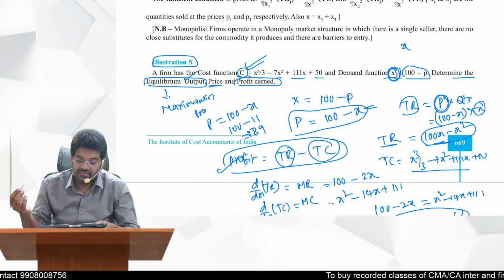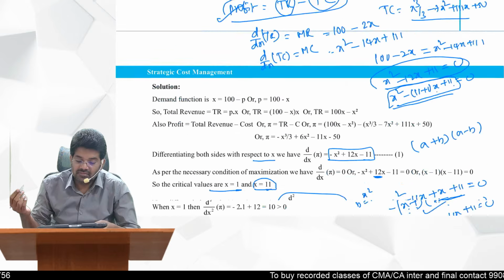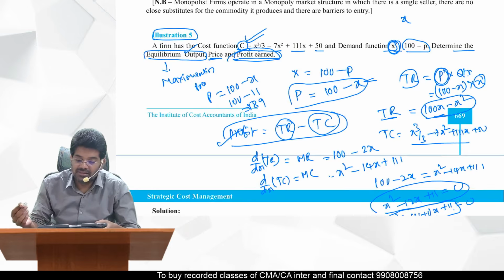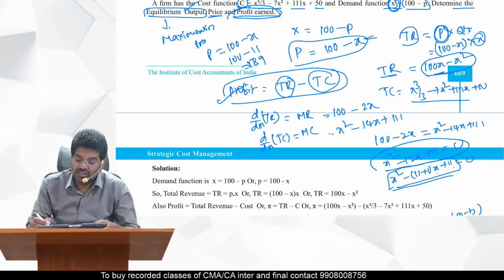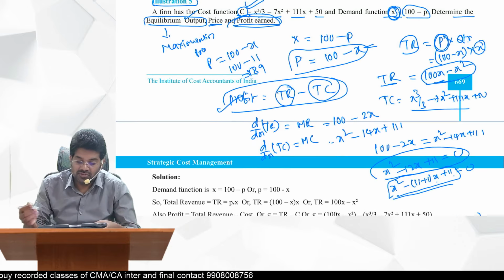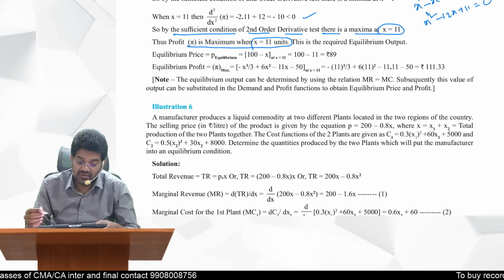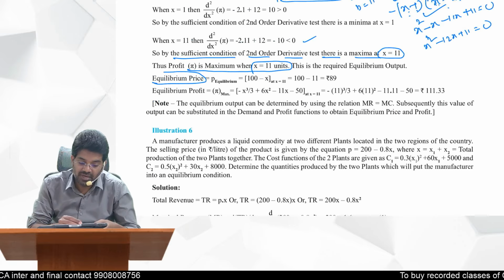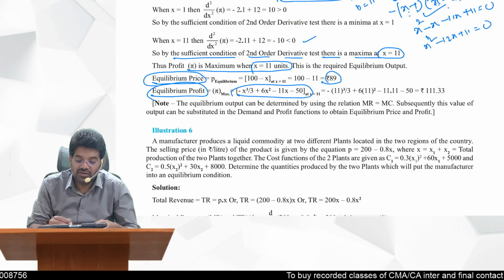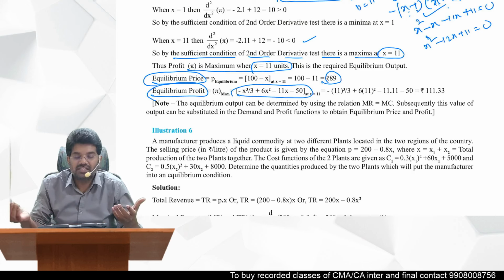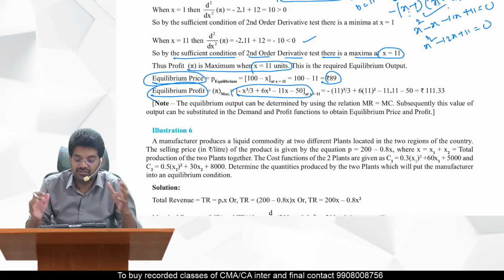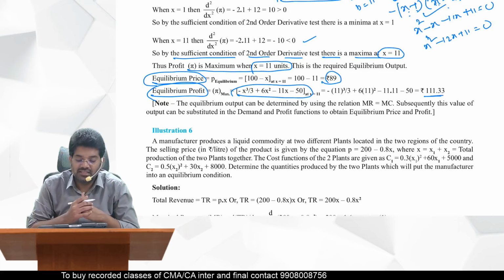And then, what is the other one they have asked? Profit earned. What is the profit earned? Simple: total revenue minus total cost. If you substitute the x value there, you will get the profit also. So 89 is the price. Let me see whether they have given 89. Yes, equilibrium price is 89. Now equilibrium profit is very simple. Put that in the profit equation directly, x is equal to 11 units, because the total profit equation consists of only x now. Then you can get the value. You will get 111.33. I hope you understood.